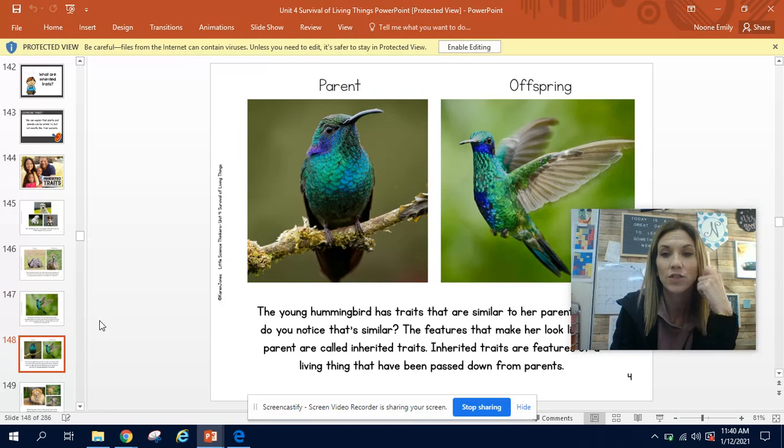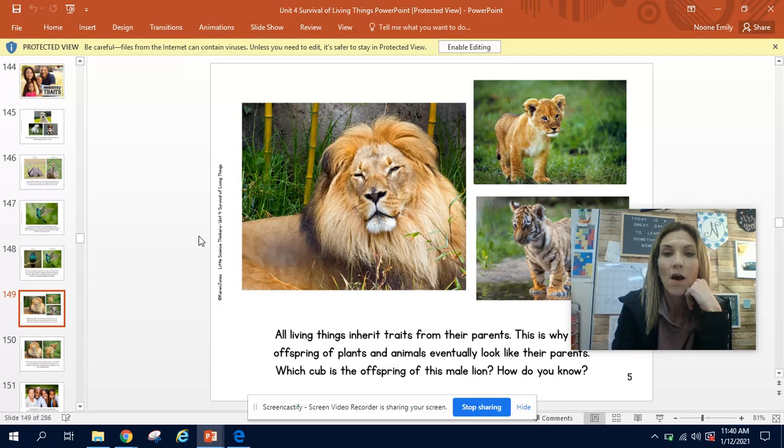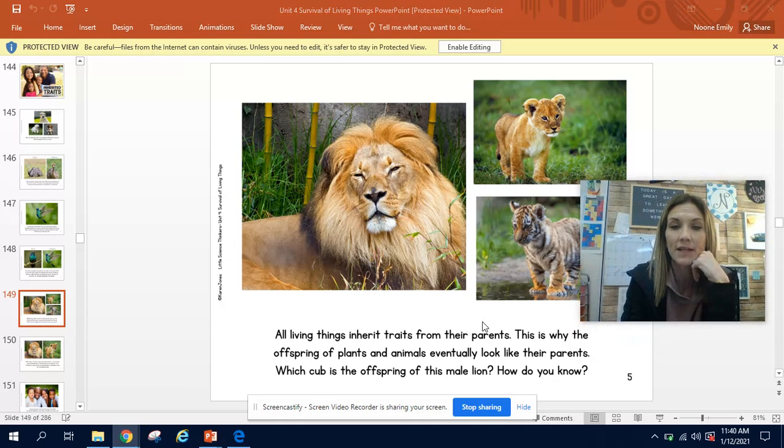The young hummingbird has traits that are similar to her parents. Look, this is the baby and here's the parent. Do you see the features or the traits that make her look like her parents? When you get your traits, parts on your body or things that you look like from your parents, that's called inherited. Inherited traits are features that a living thing has that it got from its parents. All living things inherit traits from their parents. This is why the offspring of plants and animals eventually look like their parents.